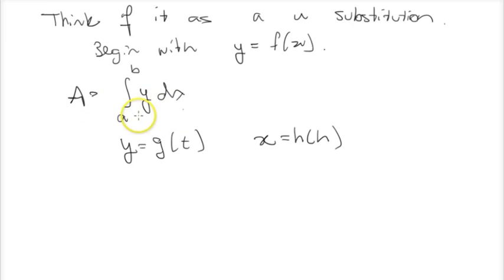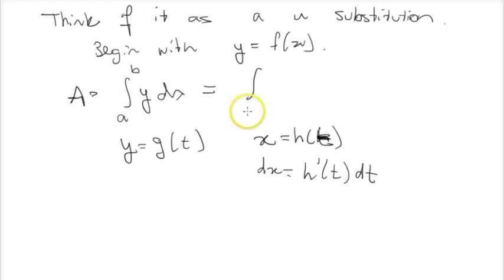So how do we go about converting this? Well, let's think about it as a u-substitution, where the t is the u, the t is the parameter. So we have the y, we can substitute a g of t in for the y, but we need to take care of this dx, and this differential we can get by taking the derivative of x with respect to t. So we want dx to be equal to h prime of t times dt. Now we have our y, we have our dx, we just substitute in for that.